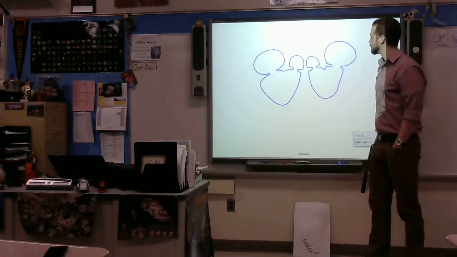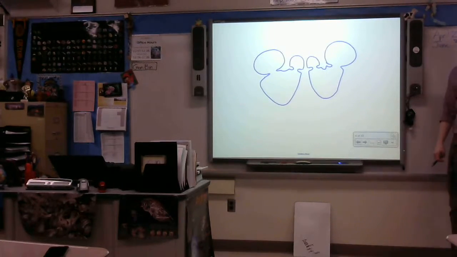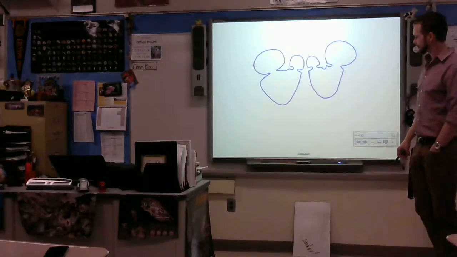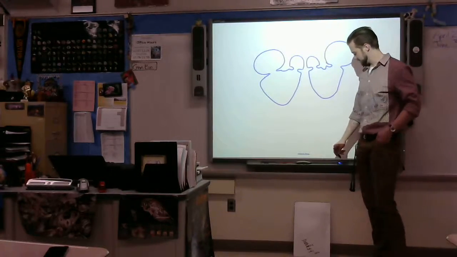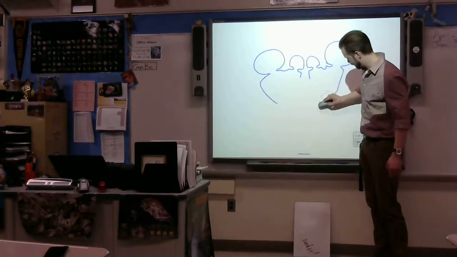Is it okay if those are overlapping? They can overlap a little bit. Mine are really close to me. I think if I was erasing or redrawing, I would actually want these to be a little bit closer.